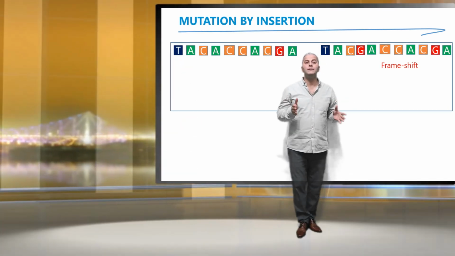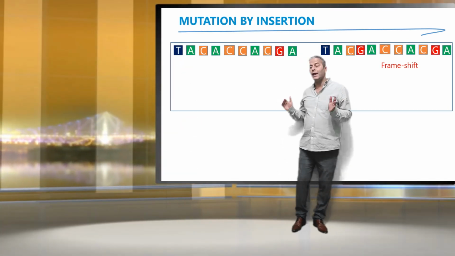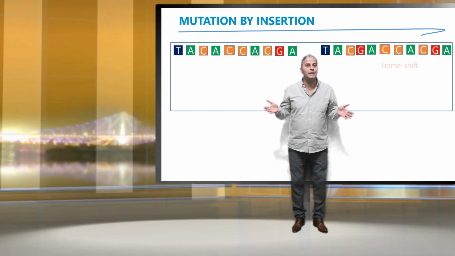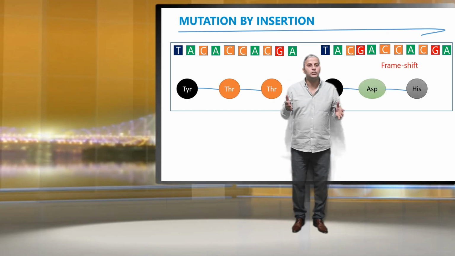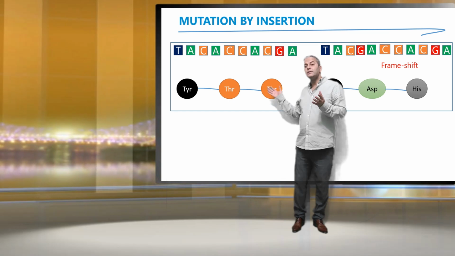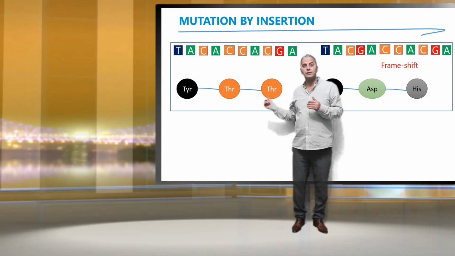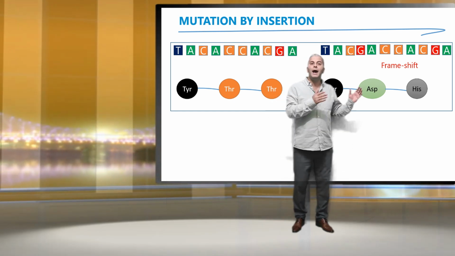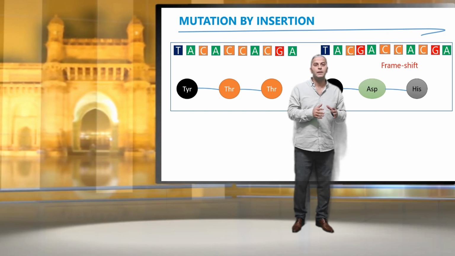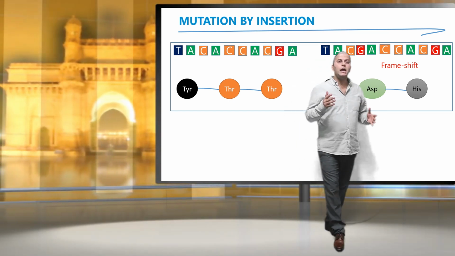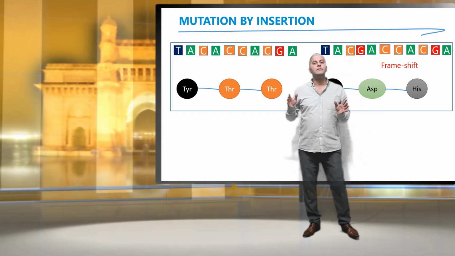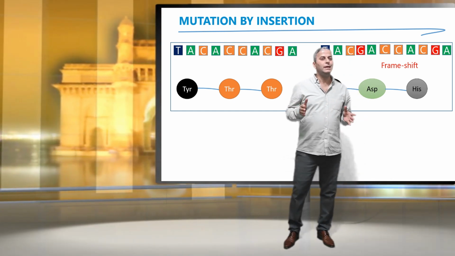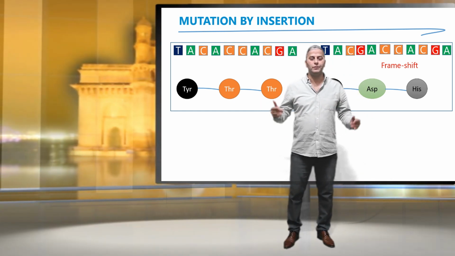And also, like deletion mutation, all the amino acids obtained after the site of a mutation will or may be changed. Here we have threonine and threonine, and here we have asp and his. Finally, in both mutations, deletion or insertion, the protein obtained will be non-functional in general.